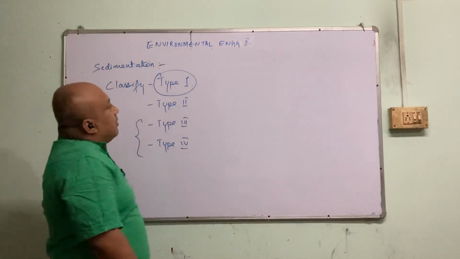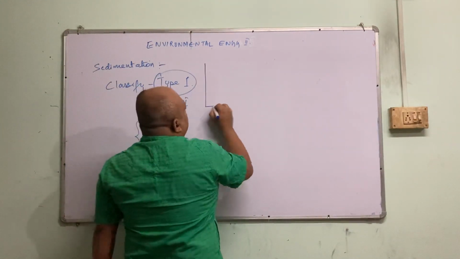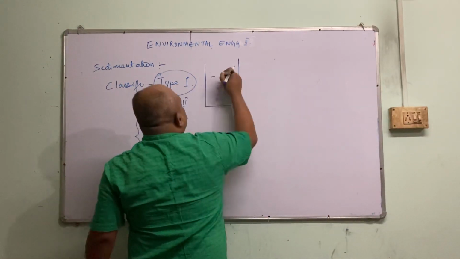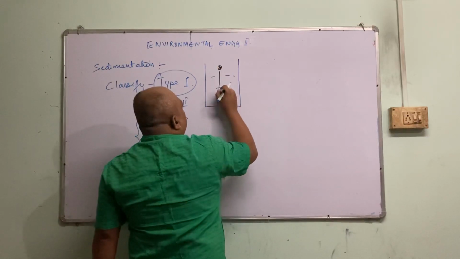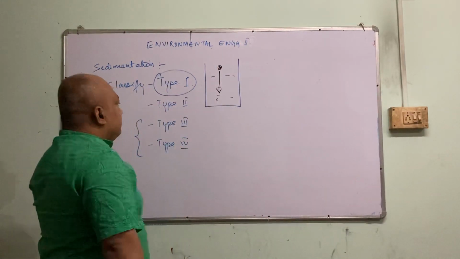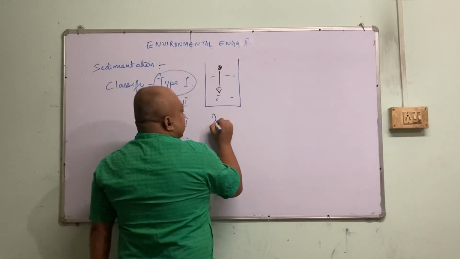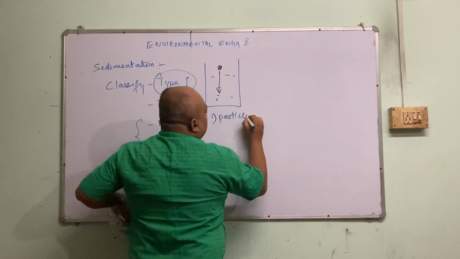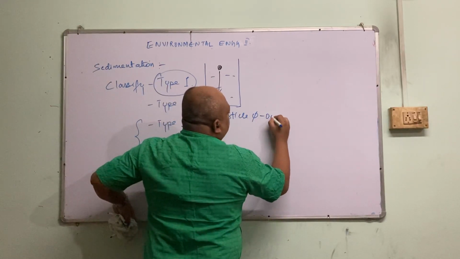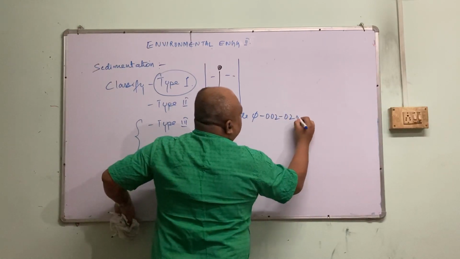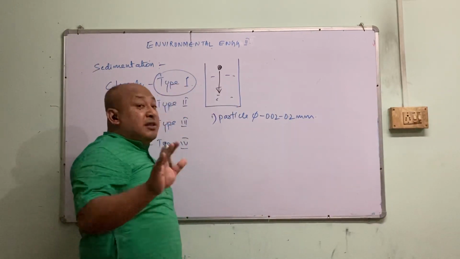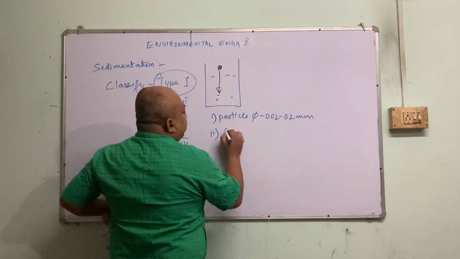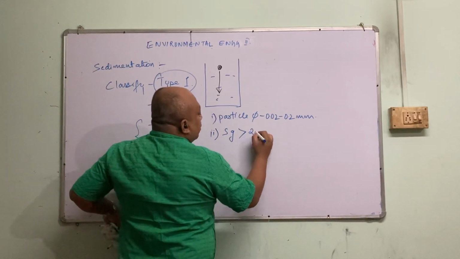Now, this is a beaker, and a particle is settling down. Now, the first point is the particle diameter is in the range of 0.02 to around 0.2 mm. This may vary in different textbooks. It's not very important. Number two, the specific gravity of the particle is greater than 2.65.